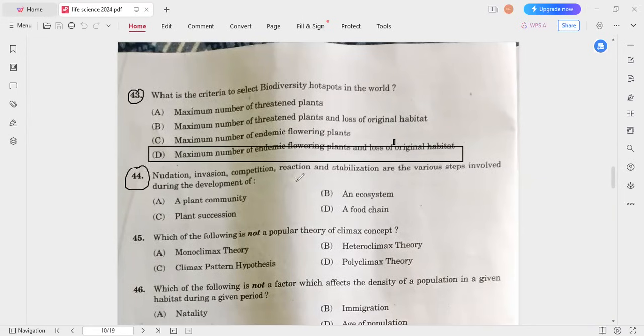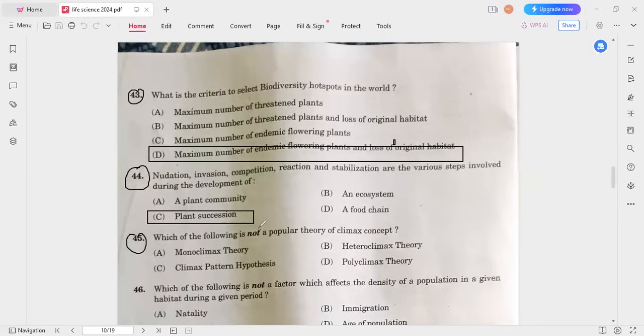Nudation, invasion, competition, reaction, and stabilization are the various steps involved during the development of what? So here, these are the developmental steps involved in ecological succession, that is plant succession stages: nudation, invasion, competition, reaction, stabilization. So all these steps are involved in plant succession. Okay, option C is the correct answer for question number 44. So now move on to the next question, that is question number 45.